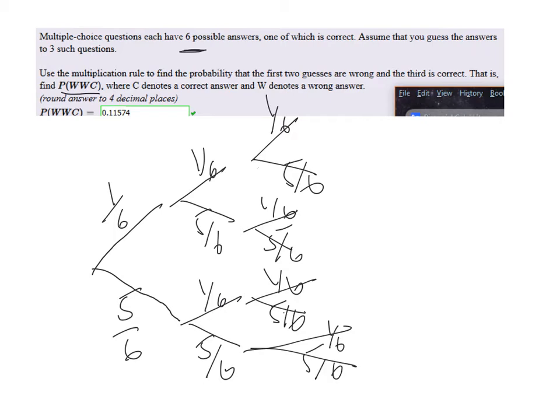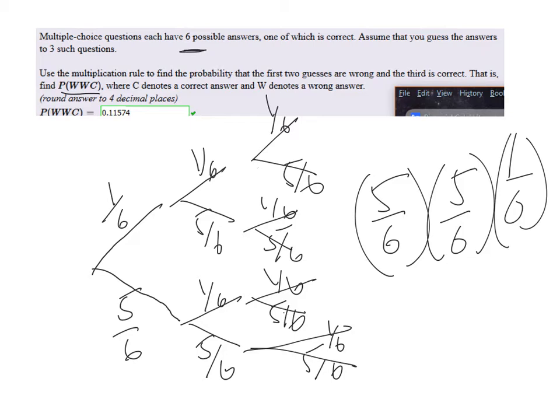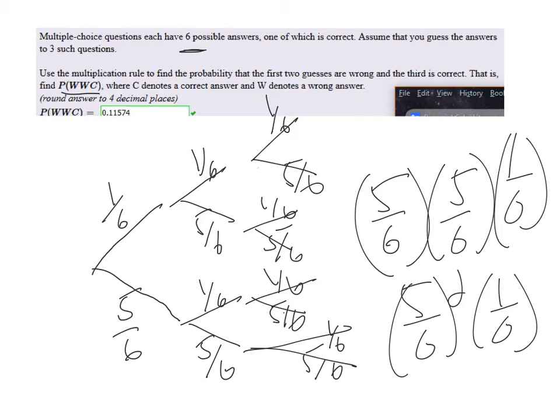So if I think about what they're asking me to do, I'm going to get it wrong, I'll get the next one wrong, and then I'll get the last one correct. So I'm going to multiply 5/6, because that's the wrong path. There's another wrong one, and then I want to go to the right. So really what I'm doing is 5 out of 6 times 5 out of 6 times 1 out of 6, or 5 out of 6 squared times 1 out of 6. And when I did this on my calculator, I got that number, and that was correct. So that's the first part.